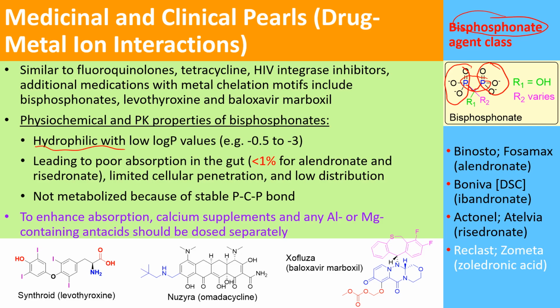One thing I want to mention: when we talk about drug metal ion interactions, we are talking about oral medications with these metal ion interactions. For some medications, for example, zoledronic acid, this is an IV injectable medication. So in this case, these drug-drug interactions won't apply. To enhance absorption, calcium supplements and any aluminum or magnesium containing antacid should be dosed separately.